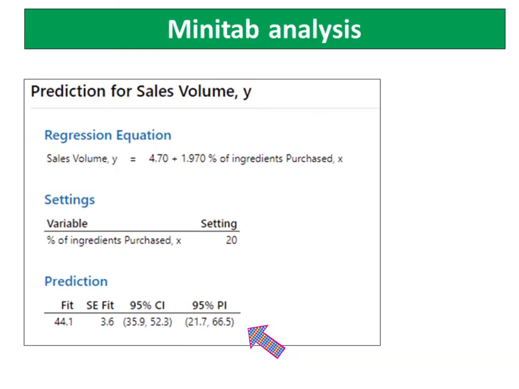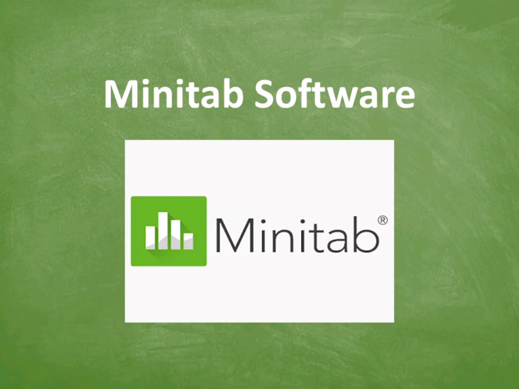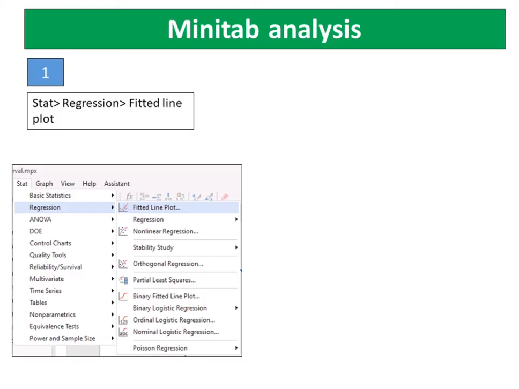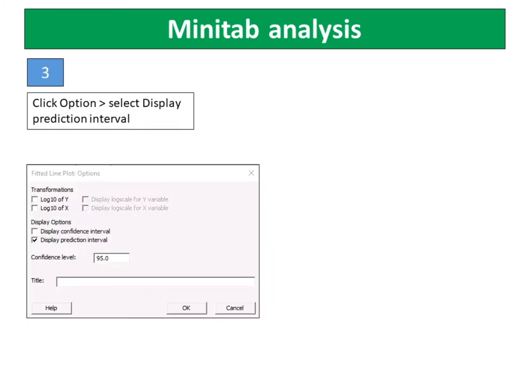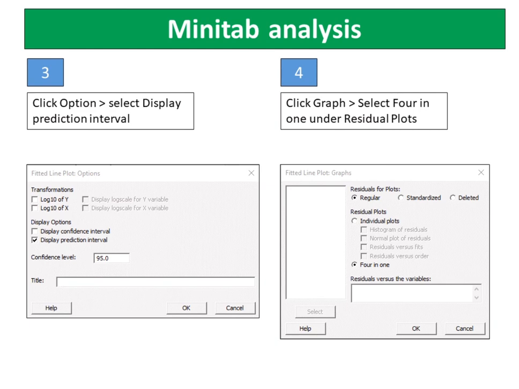Next, I will share with you the method of plotting prediction intervals in fitted line plot using Minitab. First, click Stat, Regression, Fitted Line Plot. Complete the following steps to specify the data for your graph. Click Option, select Display Prediction Interval. Click Graph, select 4 in 1 under Residual Plots.